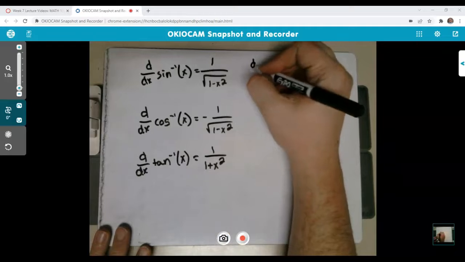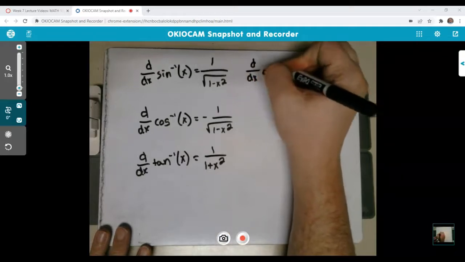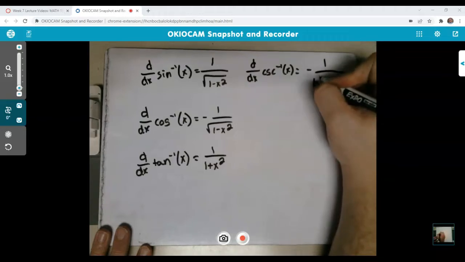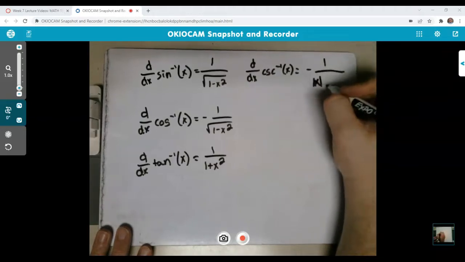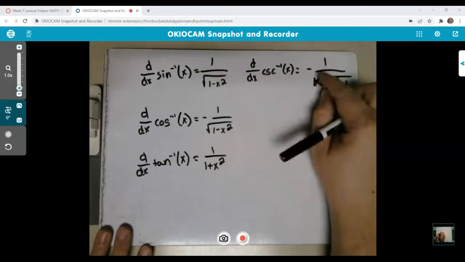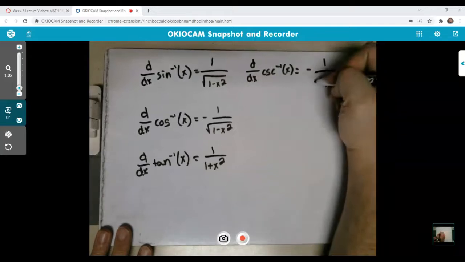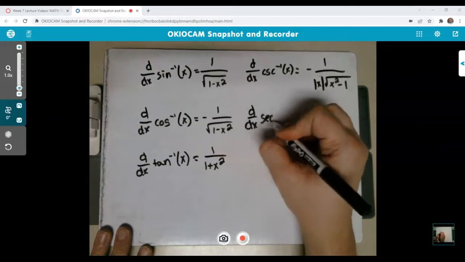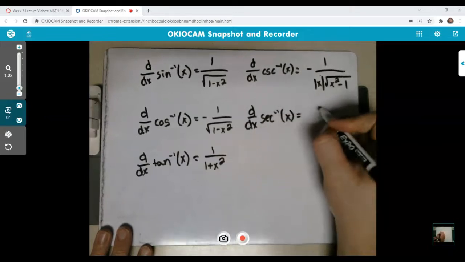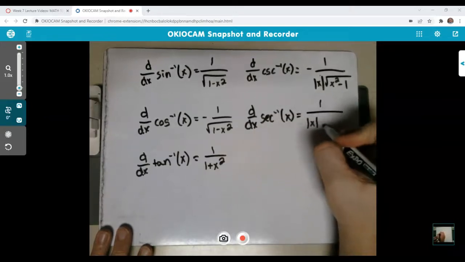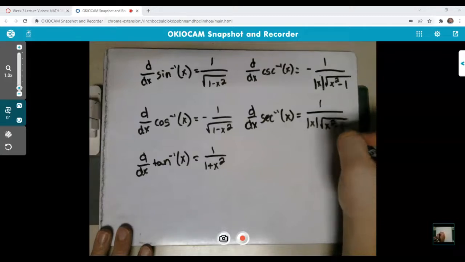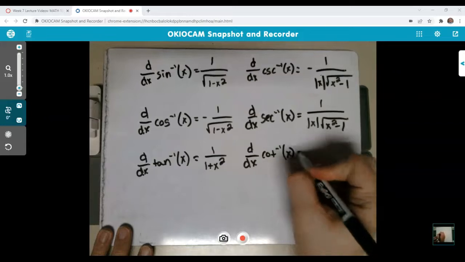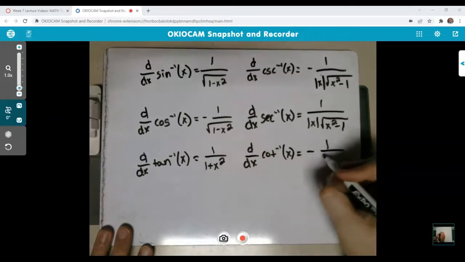If I did the same thing to cosecant, the derivative of inverse cosecant of x is negative 1 over the absolute value of x times the square root of x squared minus 1. Let me rewrite that so that's clearer. If I did it to secant, the derivative of inverse secant of x is equal to positive 1 over the absolute value of x times the square root of x squared minus 1. And then cotangent, the derivative of inverse cotangent of x is equal to negative 1 over 1 plus x squared.